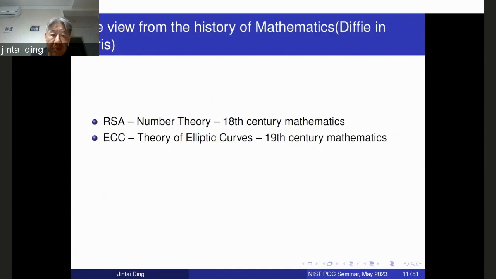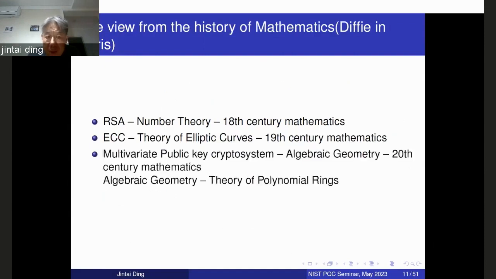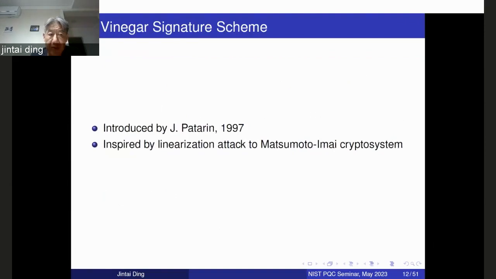Okay, from mathematical perspective, I mean, we know RSA is based on number theory, and this is a mathematical development in the 18th century. And later, we have the elliptic curve cryptography, and we use the theory of elliptic curves, and this is a mathematical development in the 19th century. And multivariate public key cryptosystems, basically, we're using what is called algebraic geometry, which means based on the theory of polynomial systems. Okay, this is the way to see it.